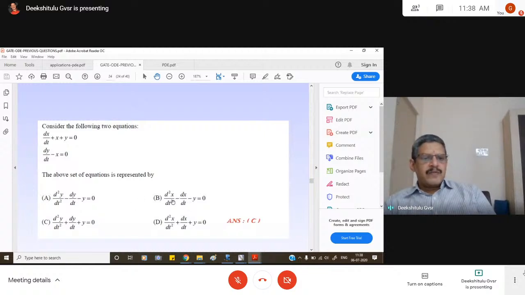Consider the following two simultaneous equations. The above set of equations is represented by, so dx by dt, what is dx by dt? This is d square y over dt square. Dx by dt becomes d square y over dt square. Substitute that here. So d square y over dt square, x is dy by dt plus y. So d square y by dt square plus dy by dt plus y is equal to 0.